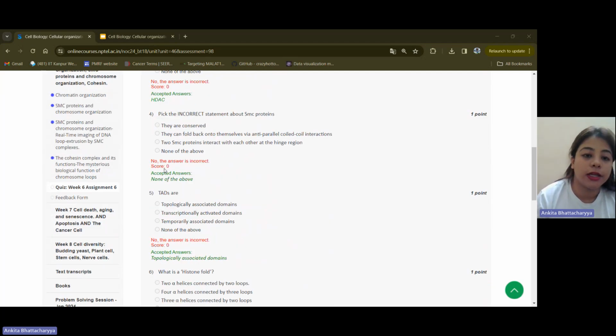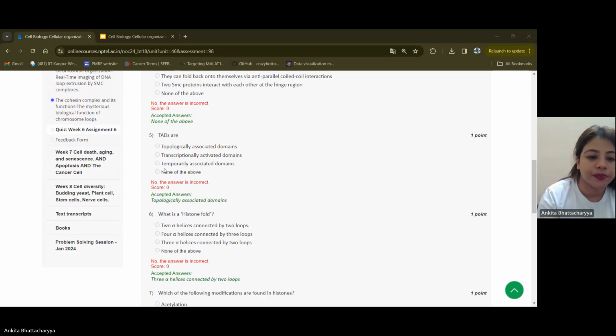Then coming to question 5, this is just a simple expansion of the abbreviation. TADs are topologically associated domains. The other options are, of course, not true, where it has been asked whether they are transcriptionally activated domains or temporarily associated domains. No, they are topologically associated.